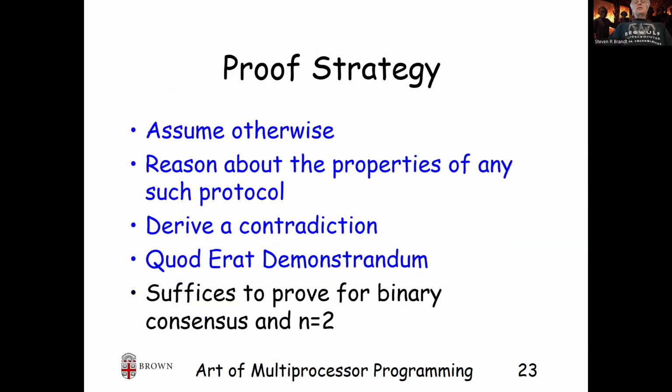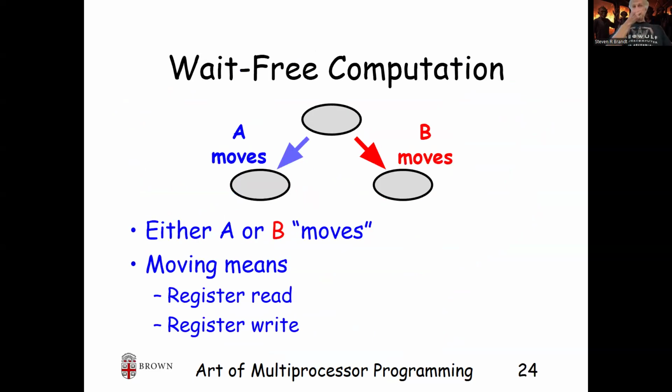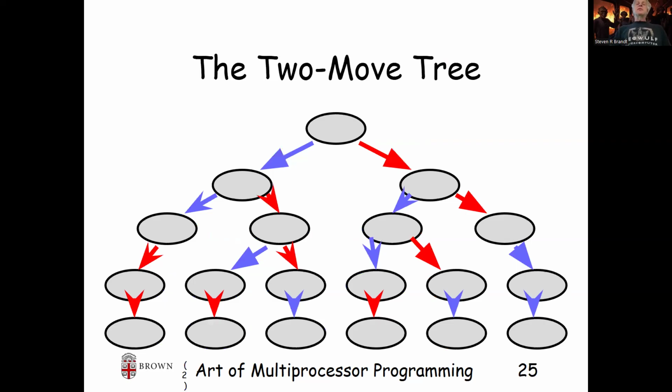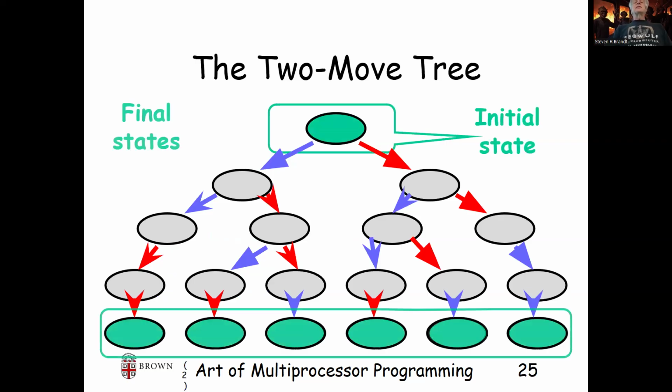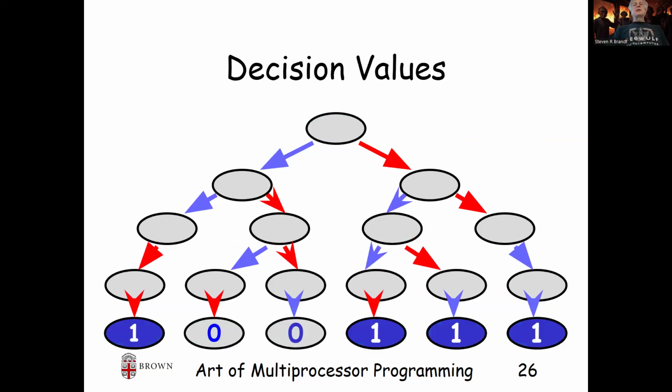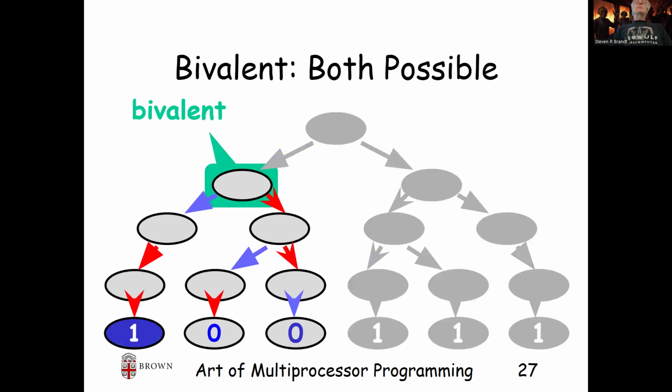It's sufficient to show that it doesn't work for a consensus of two threads. So imagine we have some wait-free computation, and either A moves or B moves. By moves, we mean reads or writes, because that's the only thing you can do with registers, right? You can read them or you can write them. And we have a read-write sort of move tree, with the red thread and the blue thread, and these are all the different possible ways it can go. We start with some initial state, and then we have some final states, and they're either 1 or 0, because we're going to decide on 1 or 0. And we call a node in this possibility tree bivalent if 1 or 0 is possible.